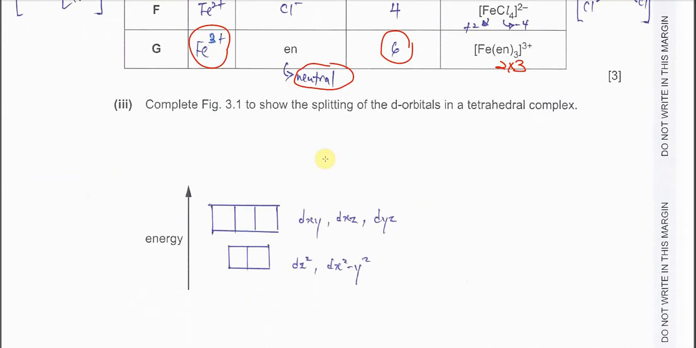Part 3. Complete figure 3.1, which shows the splitting of the d orbitals in a tetrahedral complex. A tetrahedral complex has 2 sets. The set with 3 orbitals will be higher in energy, and the set with 2 orbitals will be lower in energy. The higher-energy 3 orbitals are dxy, dxz, dyz. And the lower-energy set is dz squared and dx squared minus y squared.